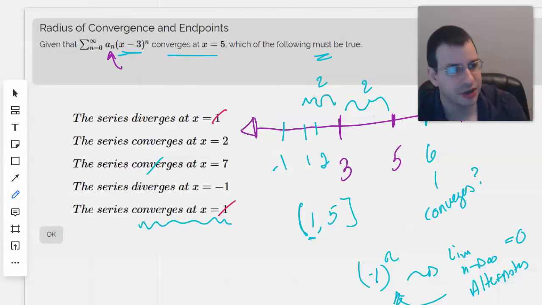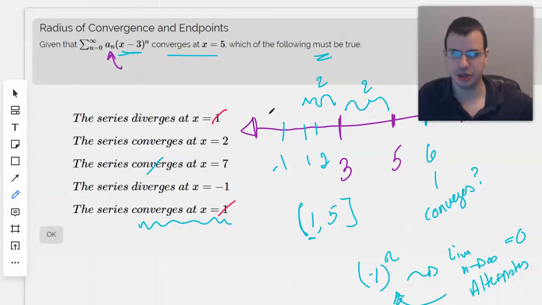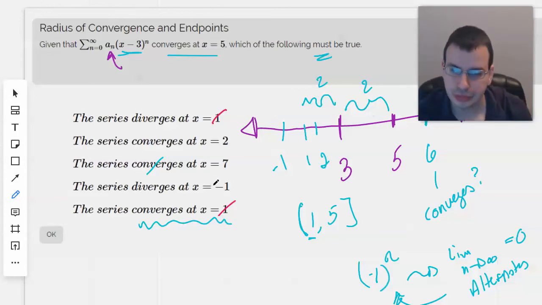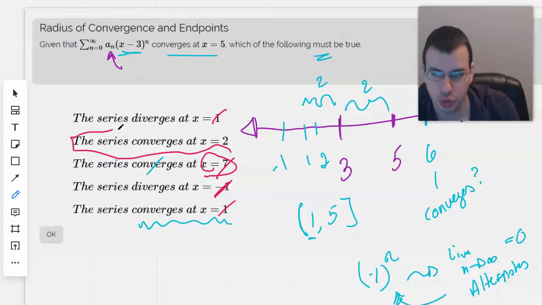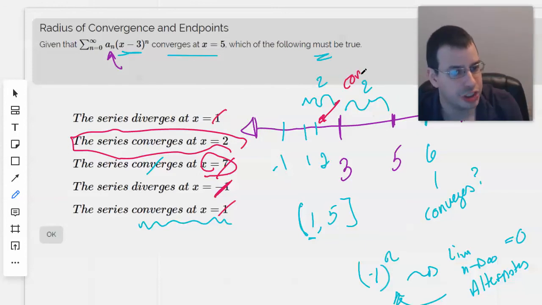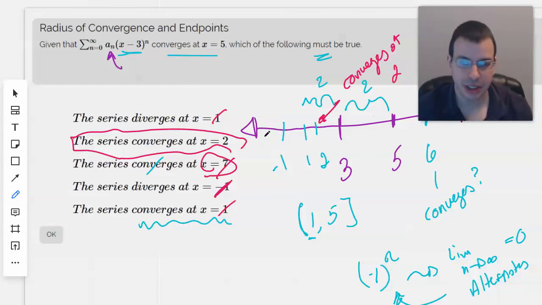We know that the minimum of the radius of convergence is 2 because of 5 and 3. But the radius of convergence could actually be much larger. We just don't know it. So we don't know anything about divergence. We don't know if it converges at 7. It could. And all we're left with is 2. So, yes, we can guarantee that it converges at 2, but that's about it.